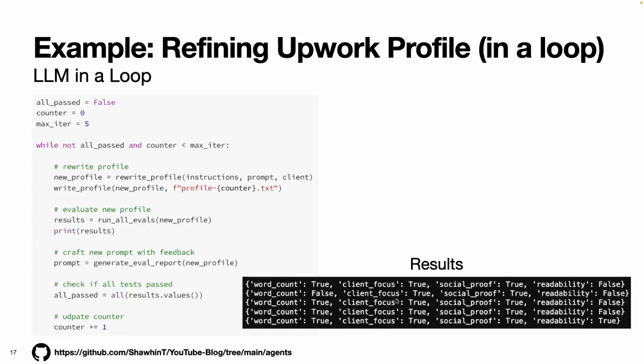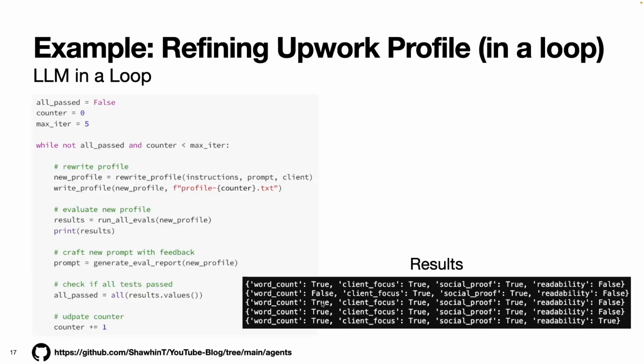These are what the results look like. After the first iteration, it actually does a pretty good job. So word count, client focus, and social proof, all these tests pass, but readability does not pass. So it tries again. This time the word count actually gets worse. Presumably what happened is that it was trying to shorten it for readability, but then the profile got too short. It went under 300 words, so that's why this failed.